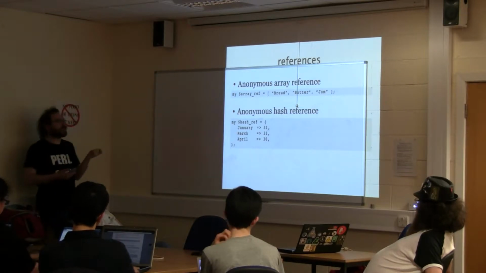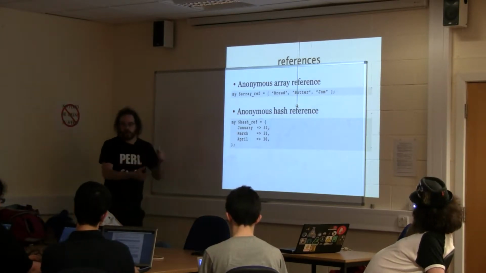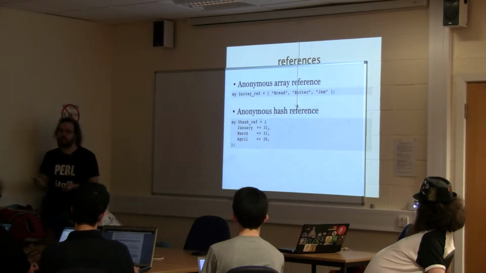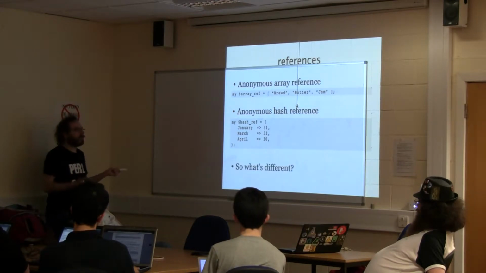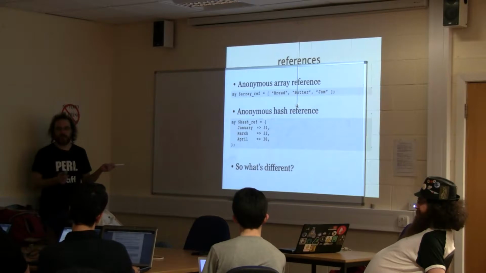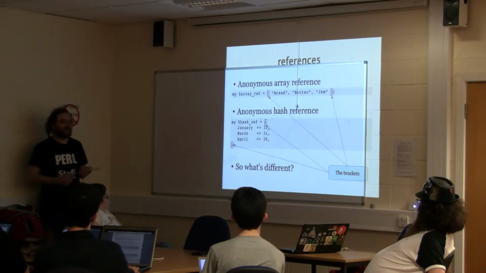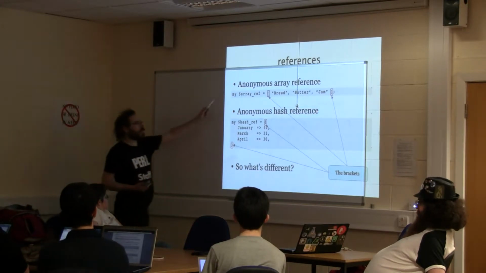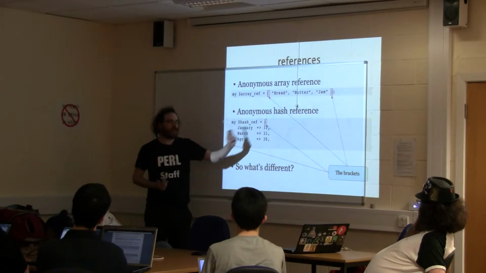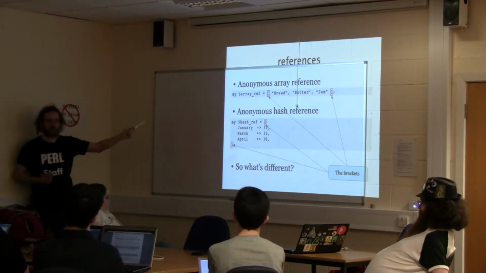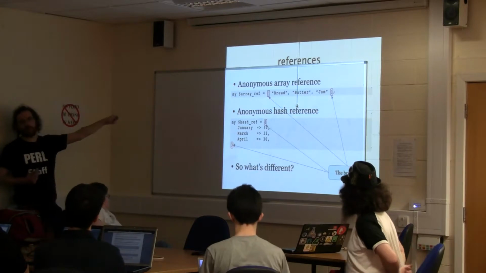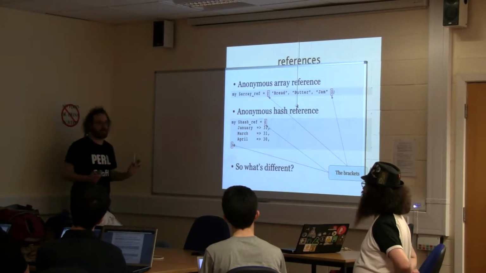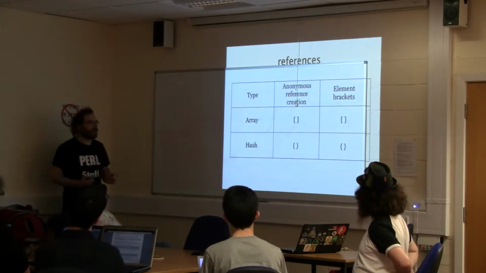Anonymous means we'll do that without actually creating the interim variable. What's different here? The brackets are all different. For an array, we're looking at square brackets. For a hash, we're looking at curly brackets, rather than round brackets. So by using different brackets, we tell Perl that we want to create a hash ref or an array ref. It's magic. So there you go.